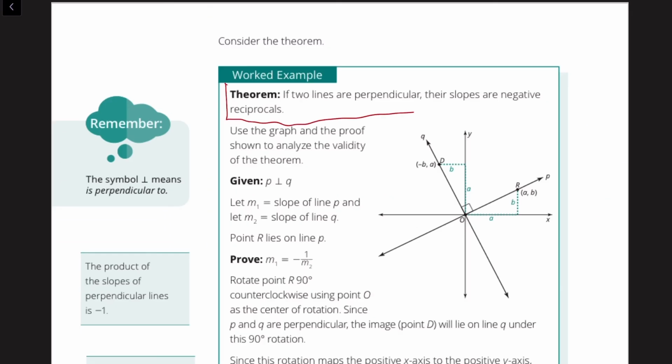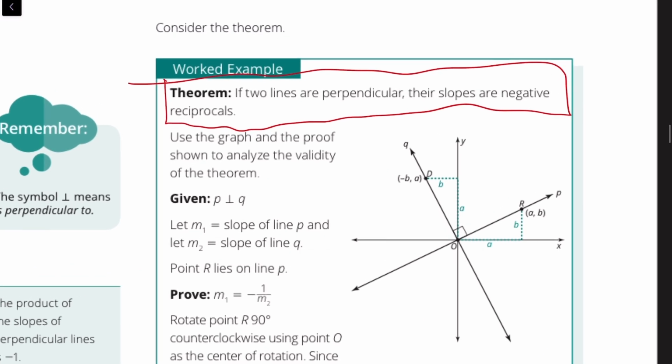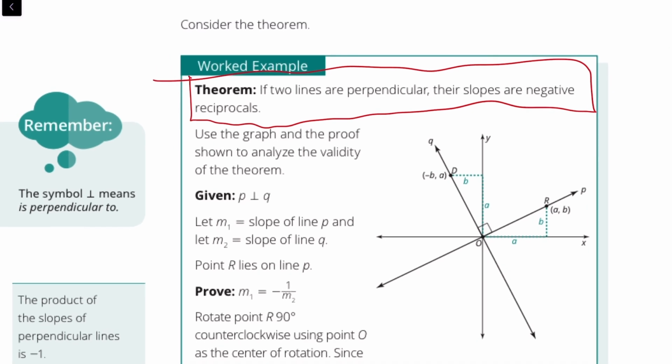Let's write this in our journals. If two lines are perpendicular, then their slopes are negative reciprocals. That's super important, needs to go in your journal. Anytime they talk about things being perpendicular, that means the slopes are negative reciprocals, which means one of them is a line going upwards, one of them is a line going downwards.